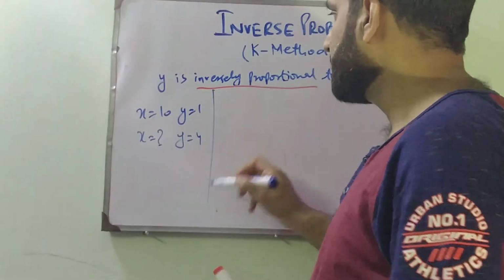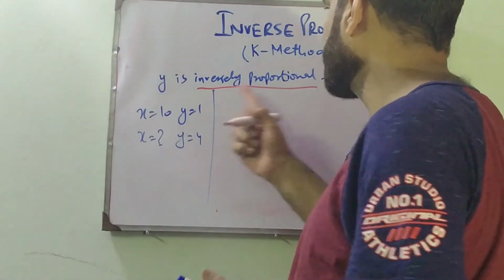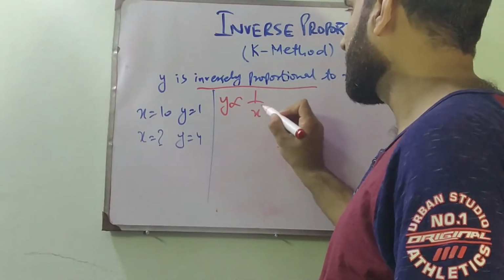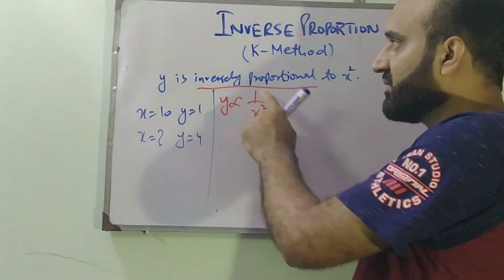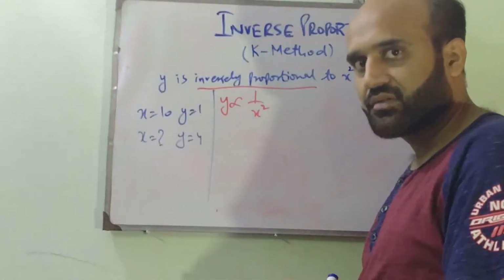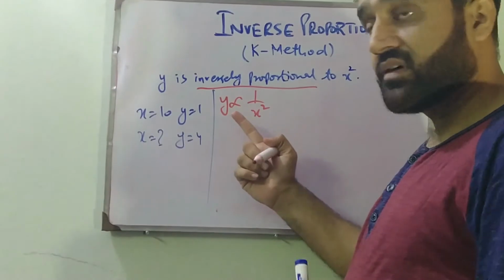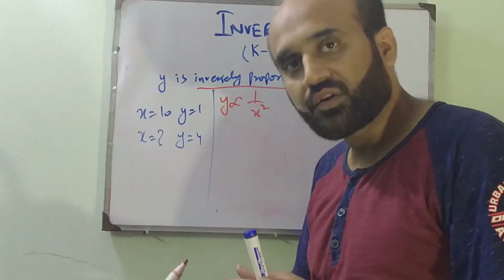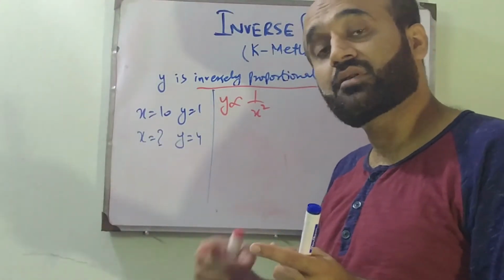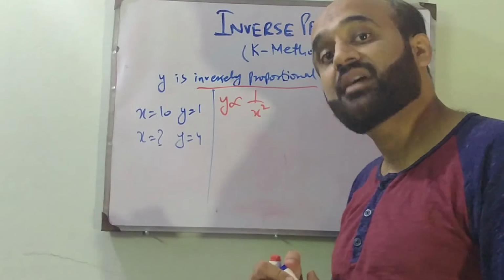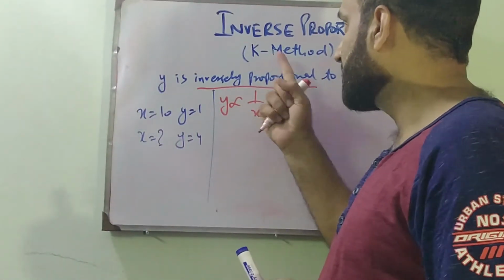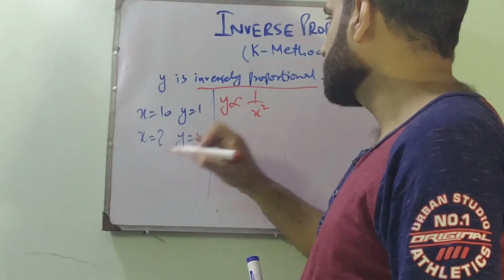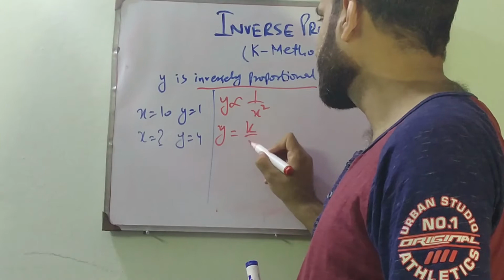Fine? So let's form the equation. y is inversely proportional to x square. Because of this inversely proportional, I have to write down 1 by x square. Fine? The first step was to get rid of this proportional sign by replacing it with the sign of equality by using the constant of proportionality, that basically is called k. Because of that k, we have the name K method also. So I am using y equals k by x square.